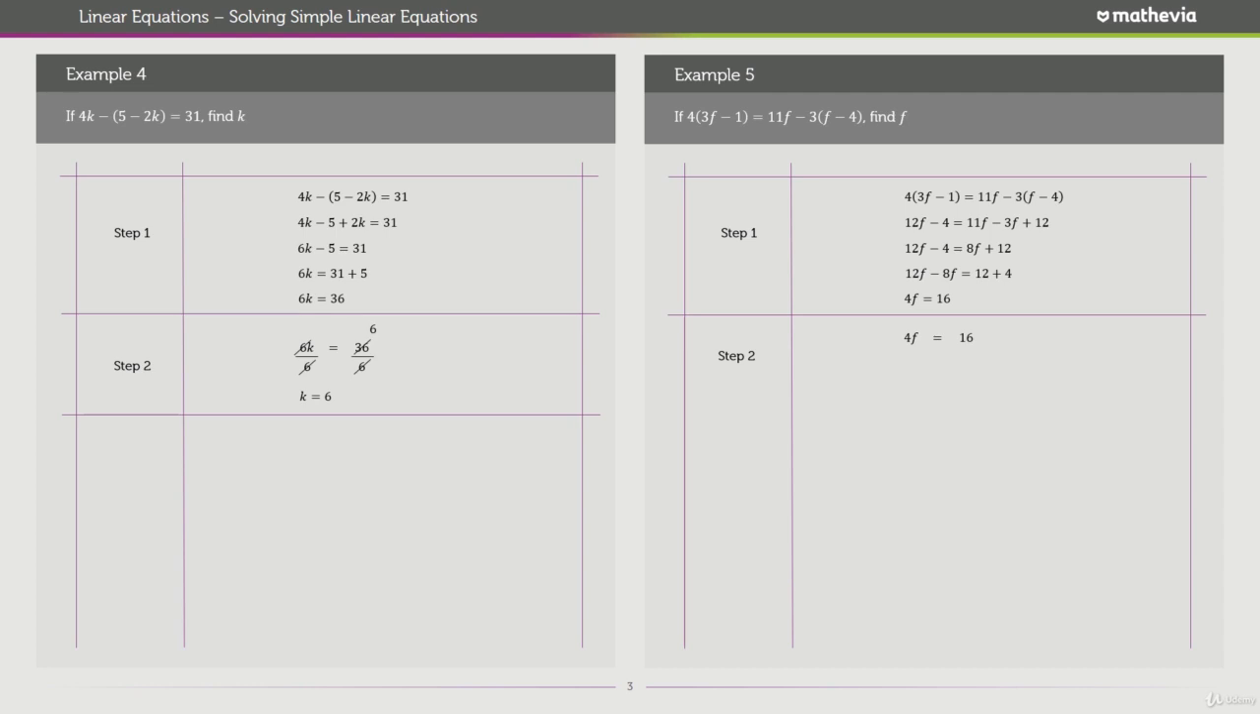The next thing we want to do, 4f equals 16, is divide by 4. We're left with f on the left, and we're cancelling out here, we're left with 4. What you have in the end is that f equals 4. And that will bring us to the end of this lesson.